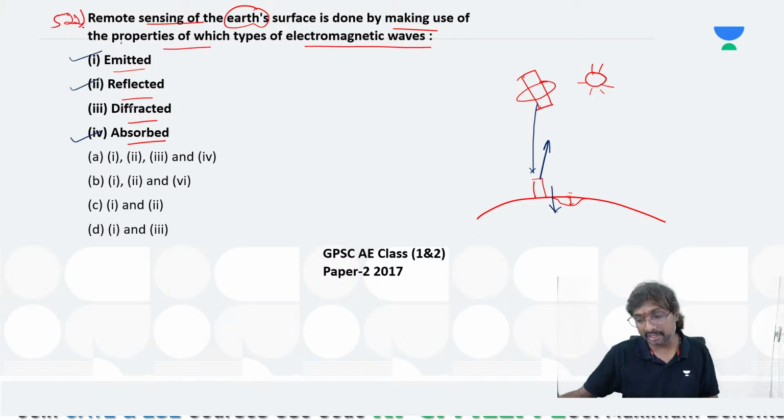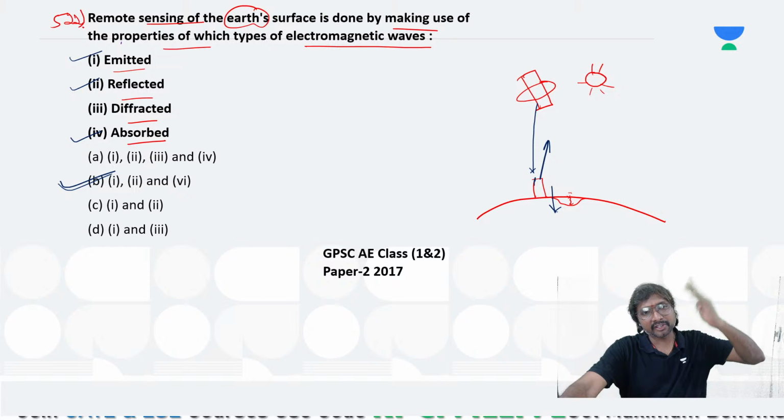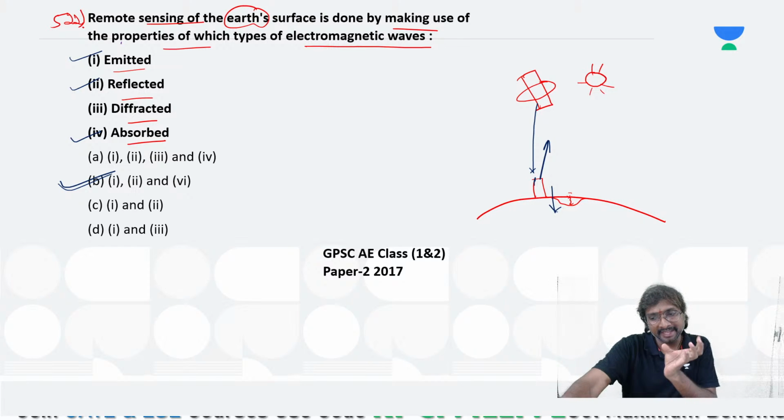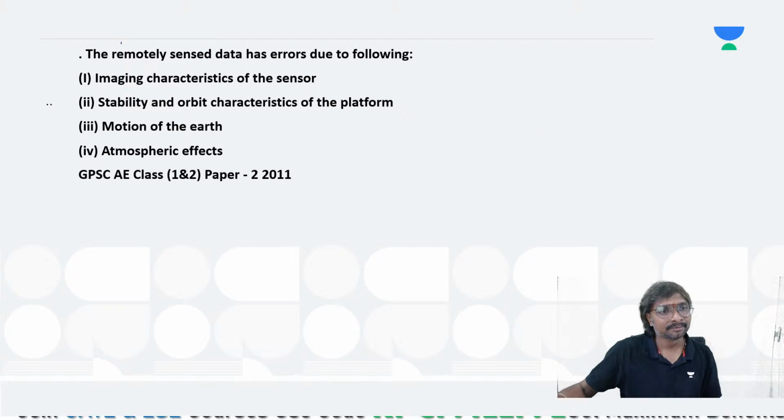Based on these properties only, we can decide which type of material it is, what its dimensions are, and what the area is. So which ones are correct? 1, 2 and 4 are correct. There is no diffraction here. Only emission, reflection and absorption. So some material on the earth's surface will be absorbing some rays and reflecting some rays. Based on these properties only we are doing this remote sensing analysis.